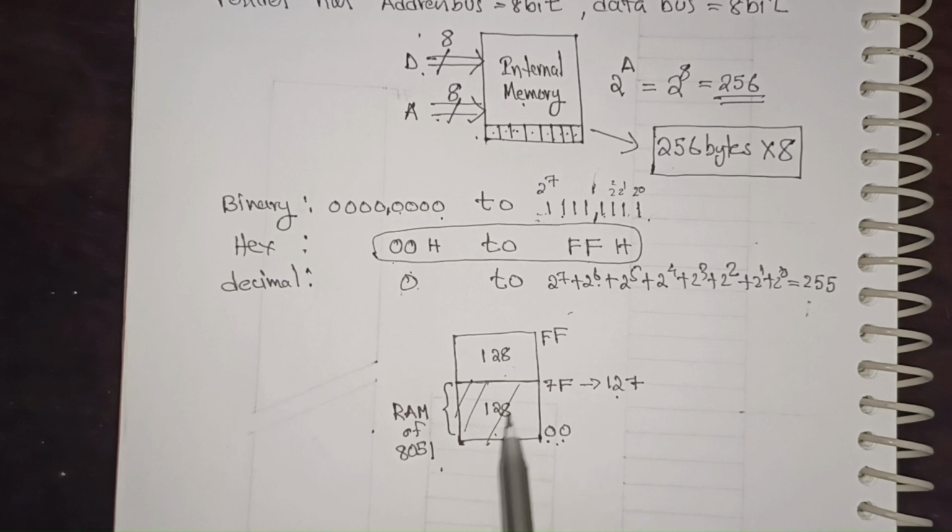Now we will see how these 128 bytes are divided. Okay, now we will see the organization of first 128 bytes. The first 128 bytes is subdivided into three groups: working registers, bit addressable area, and general purpose area. Working registers are the most commonly used registers when we are programming.